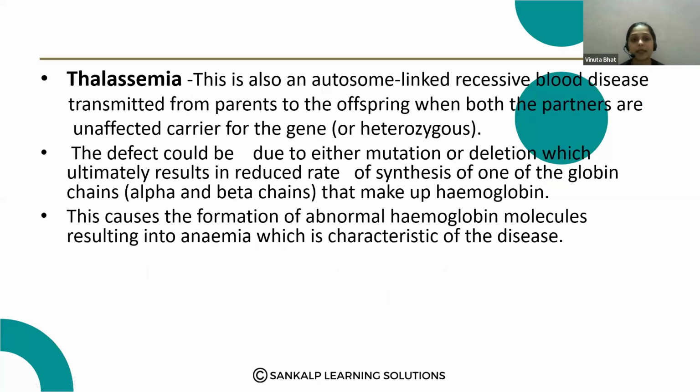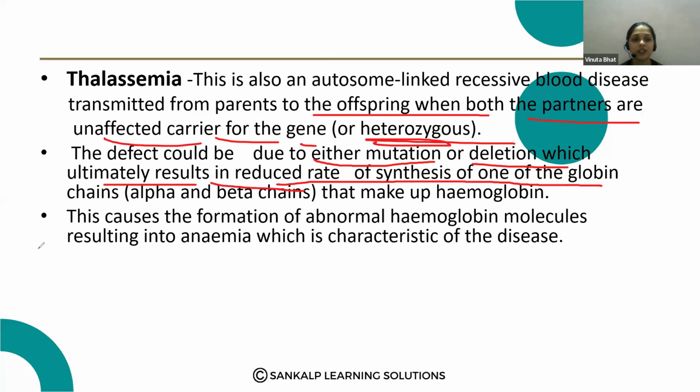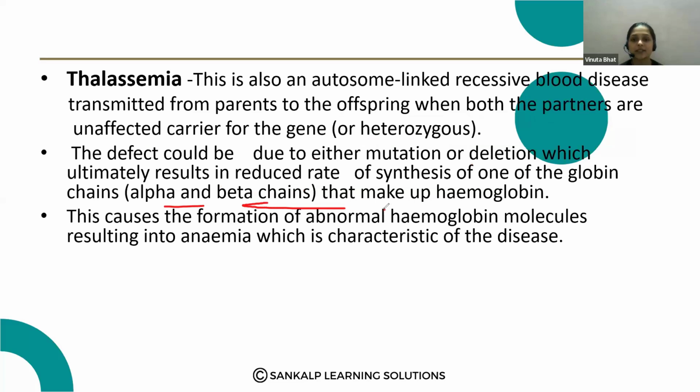Thalassemia. So here I will explain how it is caused and what the effects are. This is an autosome-linked recessive blood disorder. It is transmitted from parents to the offspring when both partners are unaffected carriers of the gene, that is, when they are in a heterozygous condition. The defect could be due to either mutation or deletion, which ultimately results in a reduced rate of synthesis of one globin chain. Quantitatively, it may be the alpha or beta chains that make up the hemoglobin.